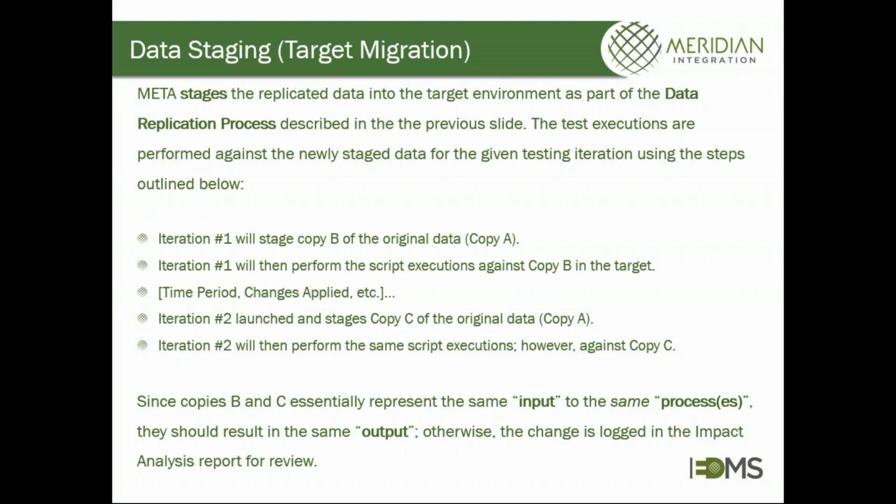As the world turns, changes are applied to your system. Meta automated test submission is initiated. Iteration 2 is launched and stages a copy, the post that I mentioned, of the original pristine data. Next, iteration 2 will perform the same script step executions against the post version of data in our target environment. Since the pre and post had the same inputs, they should have the same results. But when they don't, the delta is logged in the impact analysis report for your review.